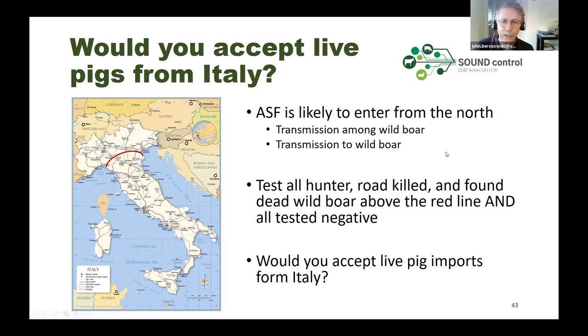So the answer is yes or no. So are you a risk taker, or are you a conservative if you're deciding this for your country?